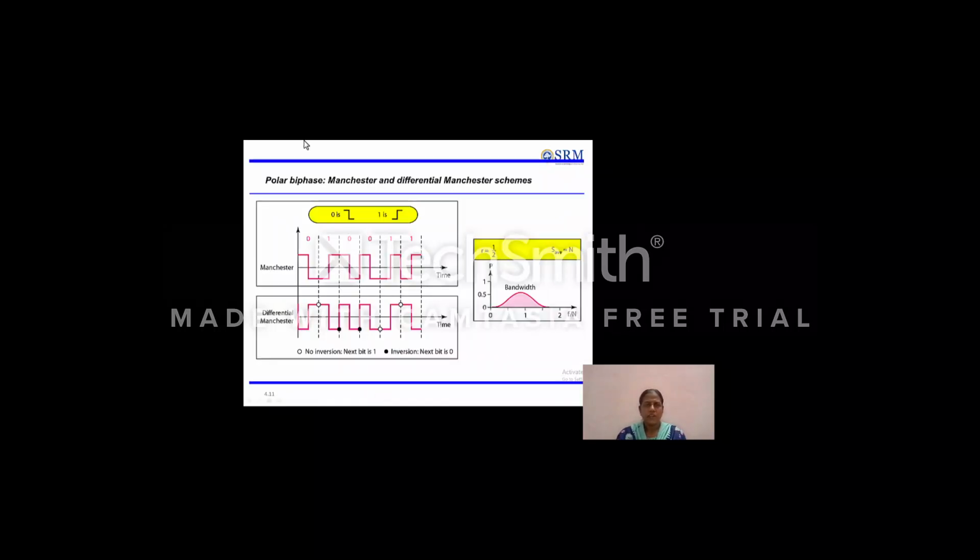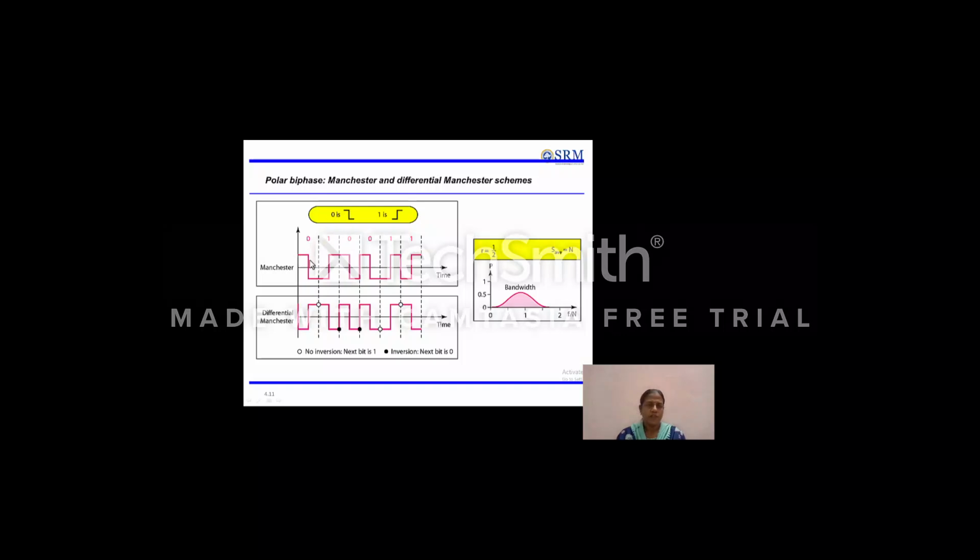So coming to the diagrammatic representation of the Manchester and differential Manchester schemes. For example, there is a bit position, and the bits are 0, 1, 0, 0, 1, 1. In Manchester encoding, as we have already seen in the previous slide, a 0 will be represented by a high to low voltage, and 1 is represented as a low to high voltage. Let us look at the first bit. It is 0. There is a mid-bit transition happening in Manchester encoding, so in the middle of the 0 itself there will be a transition happening.